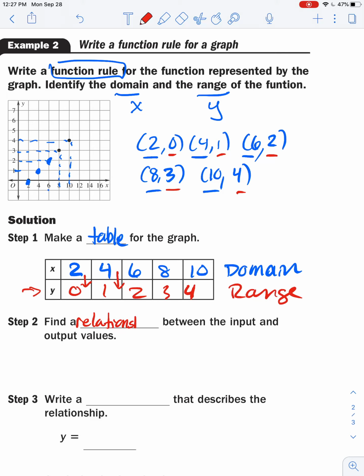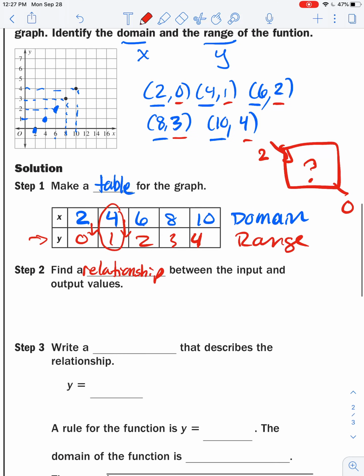So now what we have to do is we have to try to find the relationship. Like, how did I do that? We talked about the input-output. If I'm putting in a 2, how am I getting out a 0? What is the rule? Now, you might think just take away 2, but then that doesn't work for the second numbers where I put in a 4 and get out a 1. That's not taking away 2. So sometimes you have to look and kind of think about what's going on.